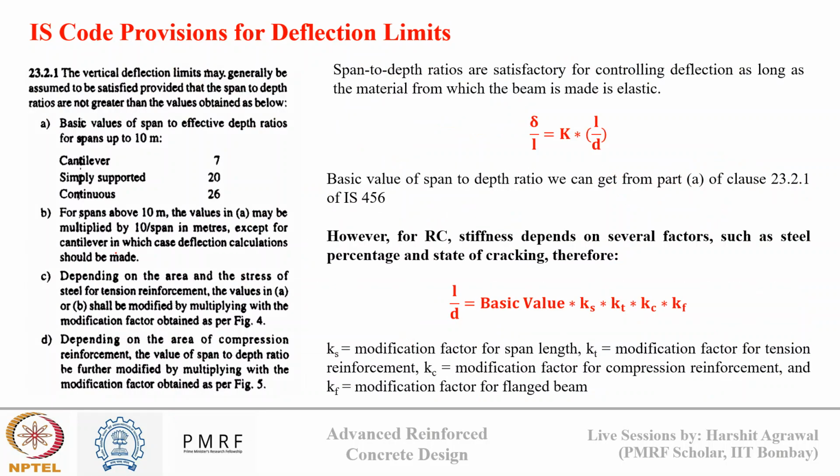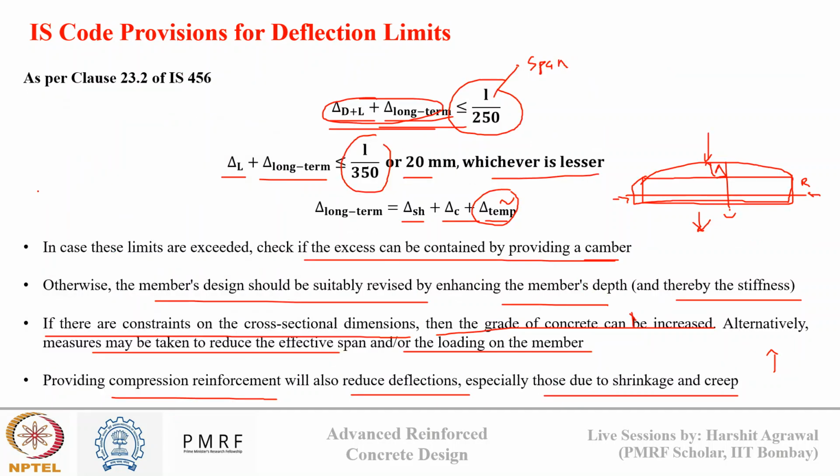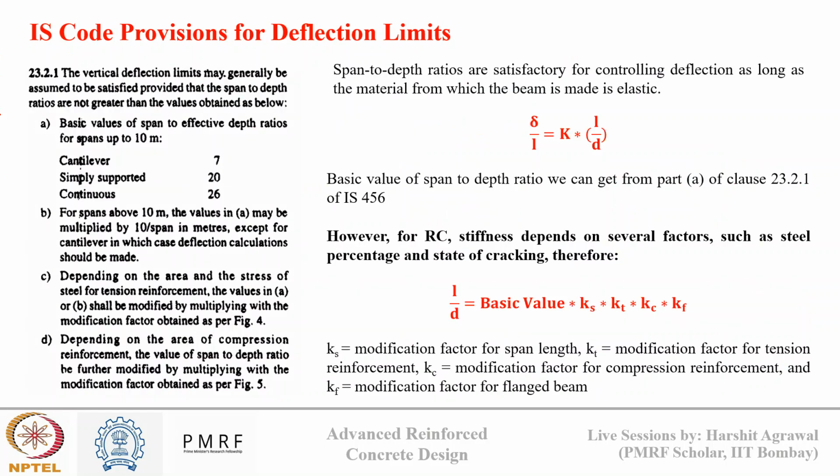Now, it is not always possible to calculate all types of deflection and check against the limit. This calculation that we do, dead load plus live load deflection and long term deflection, it is not always possible to do such calculation. So what IS code says, the span to depth ratio of a reinforced concrete section can be satisfactory for controlling deflection as long as the material of which the beam is made is elastic. Based on the span to depth ratio also we can have a judgment of what will be the deflection in a reinforced concrete beam.